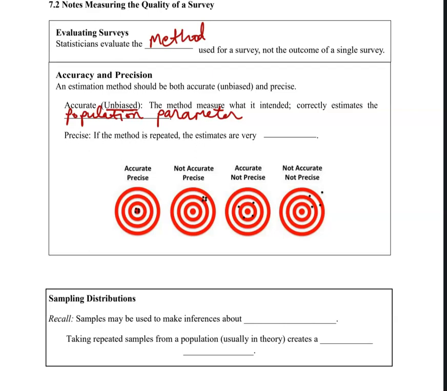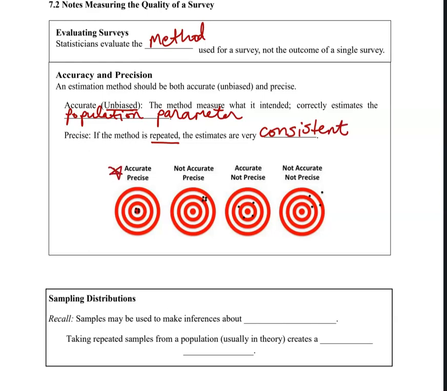Is it precise? So in other words, if the method were to be repeated, if we were to do this again and again, the estimates are very close, or let me use the word consistent. I think I like that better. The estimates are consistent. There's not a lot of variance. That's our goal.